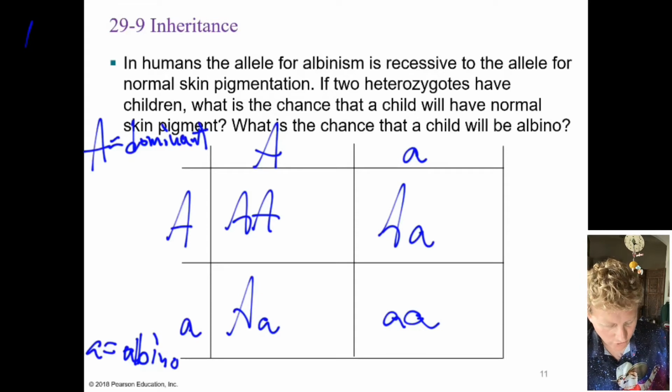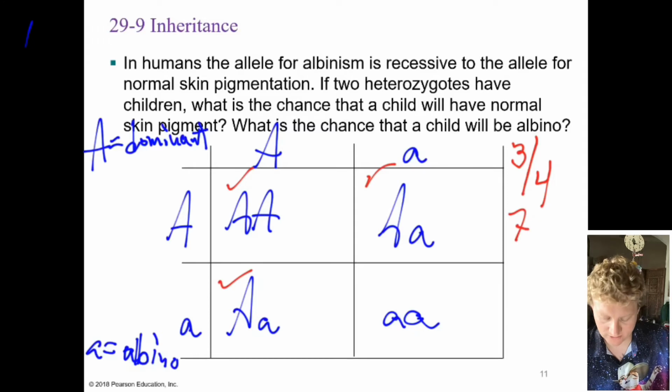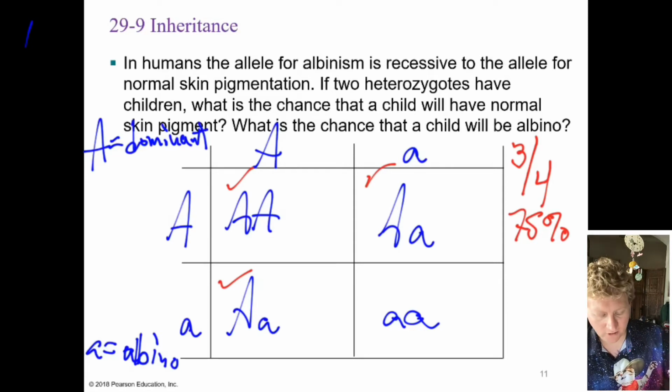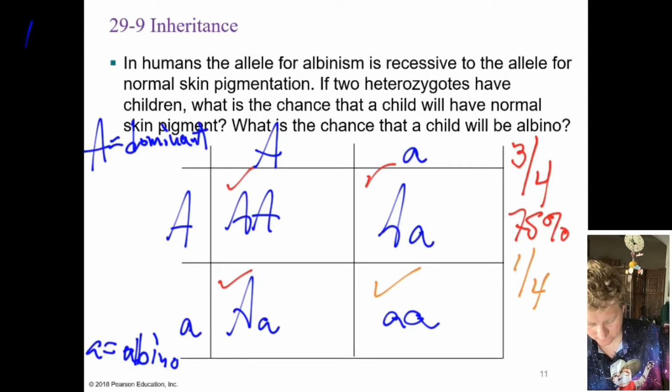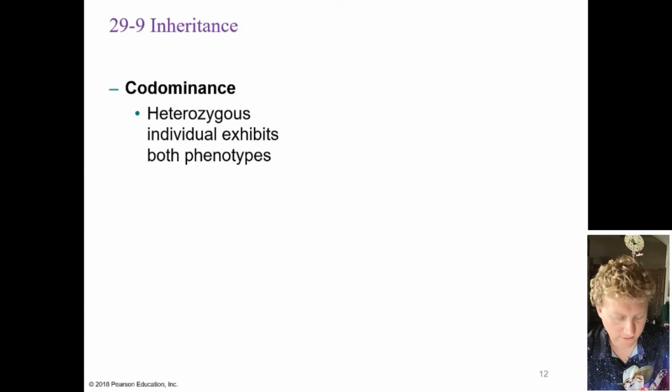Okay. So the first question, what is the chance that a child will have a normal skin pigment? If I look at this, I've got 1, 2, 3 out of 4 possible scenarios. That means I'm going to have a 75% chance that my child will be normal. What's the chance that the child will be albino? Well, I've got 1 out of those 4. So that means I've got a 25% chance that my child will be an albino. Pretty easy, right?